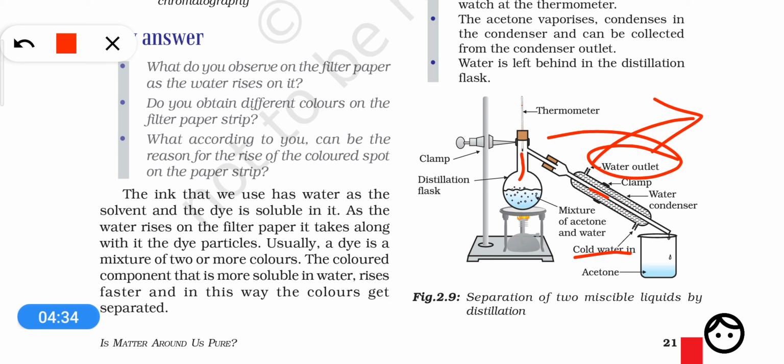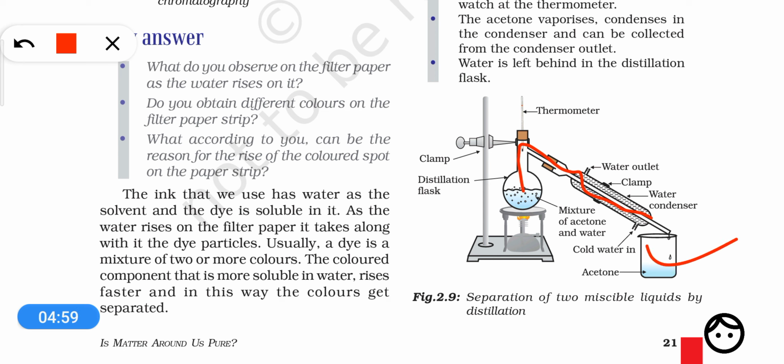You know that when the vapors of any liquid cool down, or whenever any gas cools down below a certain temperature, it converts into liquid state. So definitely the acetone vapors, when they pass through the condenser, will cool down, get condensed and convert into liquid acetone, and the liquid acetone will collect here in the beaker.